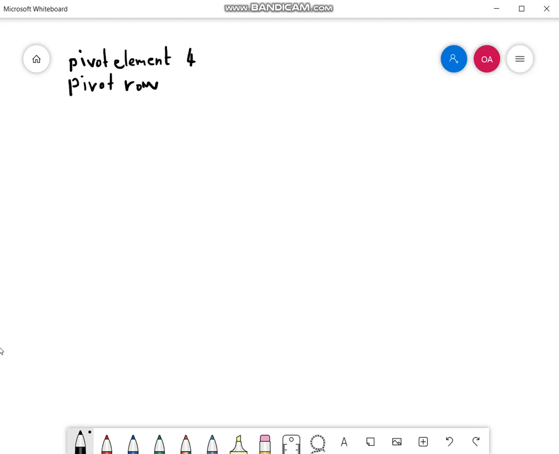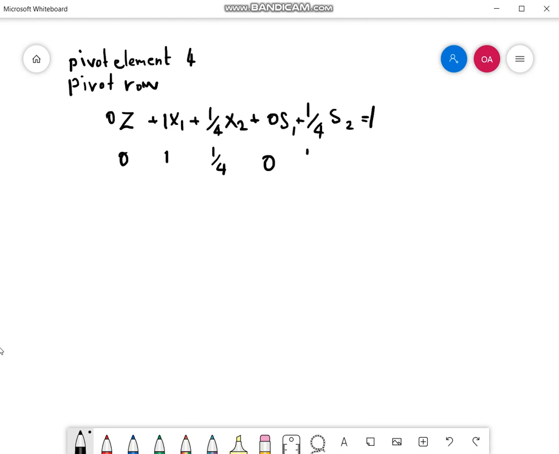My pivot row will be 0z plus 1x1 plus 1 over 4 x2 plus 0 s1 plus 1 over 4 s2, which is equal to 1. I don't need to rewrite the variables, I only need the coefficients, so I can rewrite it as 0, 1, 1 over 4, 0, 1 over 4, which is equal to 1.